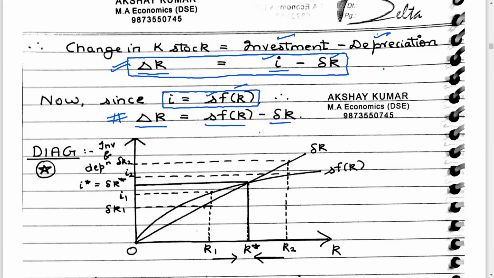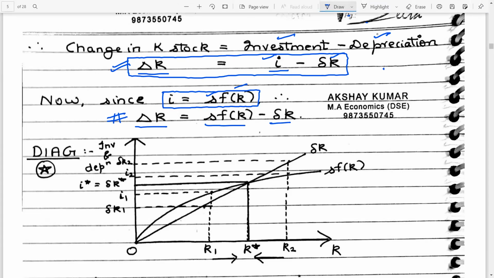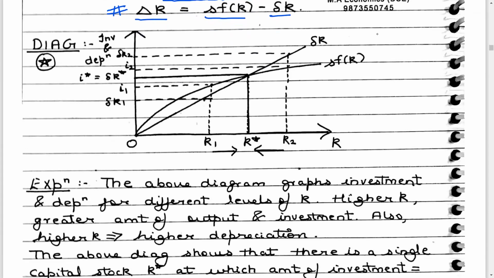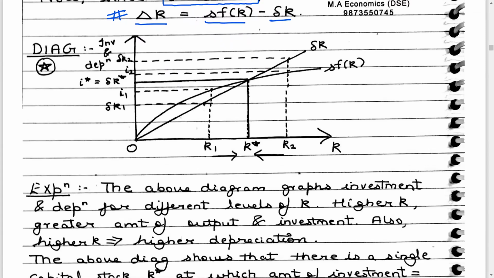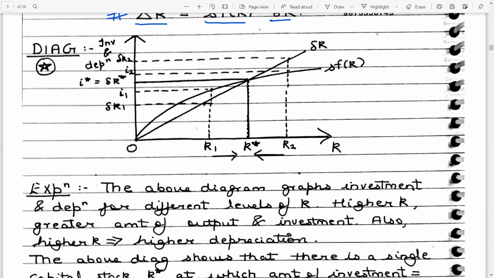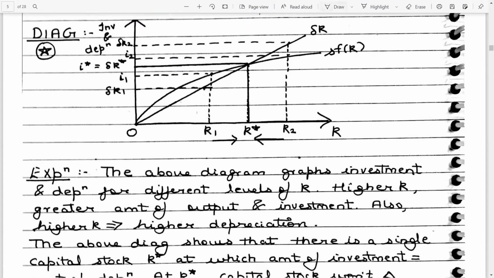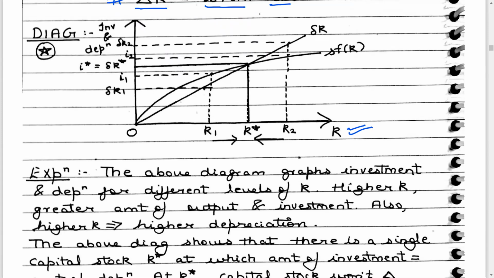Okay. Now let's look at the diagram. And now we are coming at a very important concept within the Solow model. So you can see guys, on the horizontal axis, capital stock per worker. On the vertical axis, we have investment and depreciation. You can see guys, the investment curve is S F of K. S F of K is my investment curve, and delta K is my depreciation line.